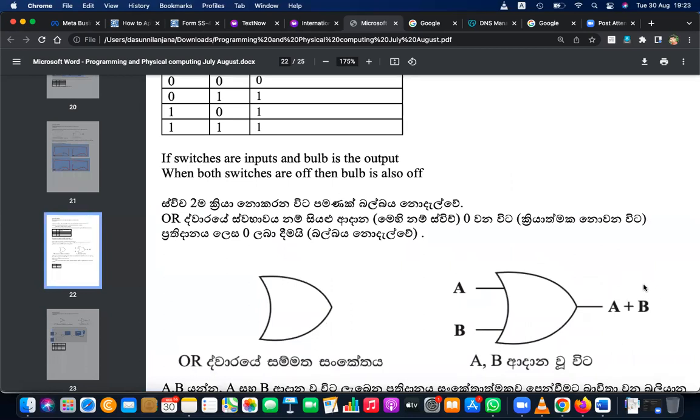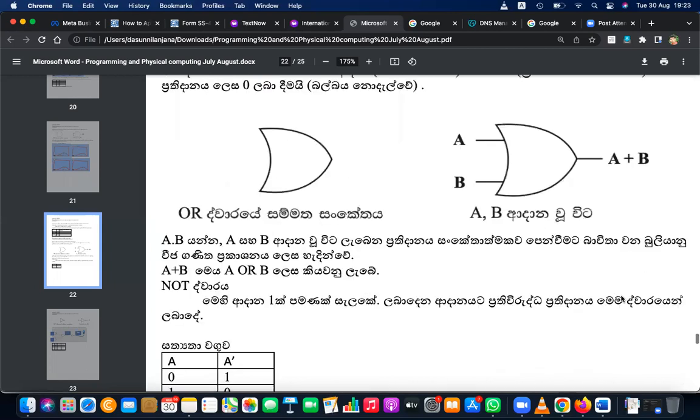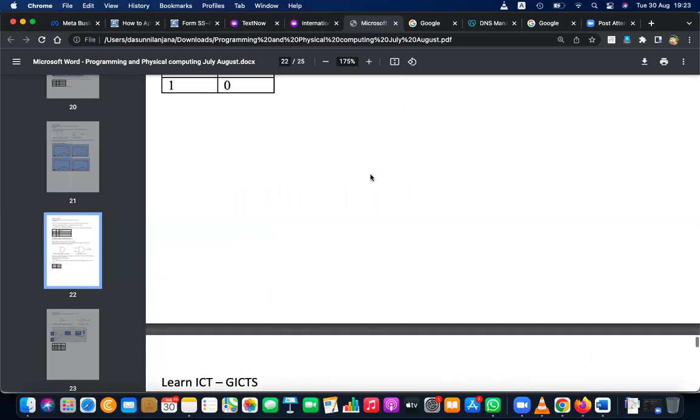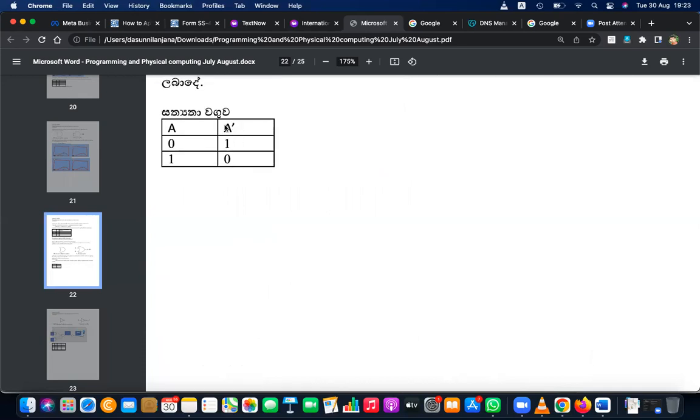A not, how do you write it? It's a dash above the A. On top of A you put a small dash like this, right? So this is a valid way of writing it, and there's another way also: you can write A with an angle dash. So this is also correct.